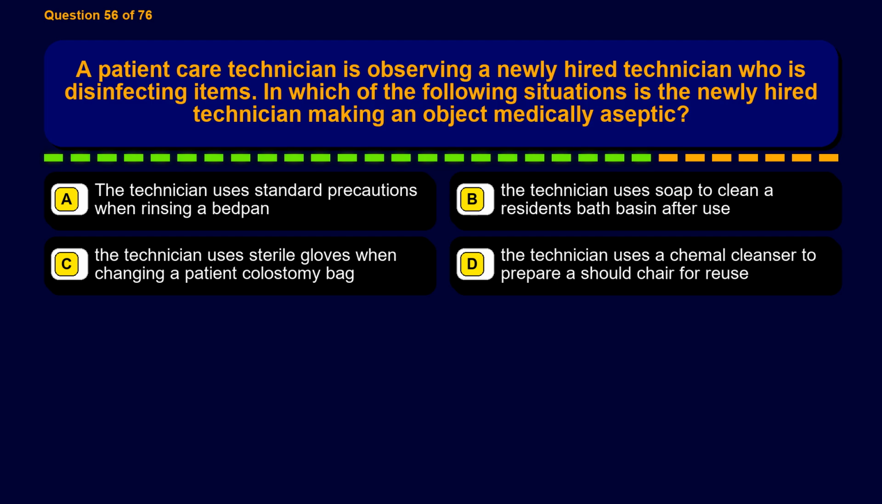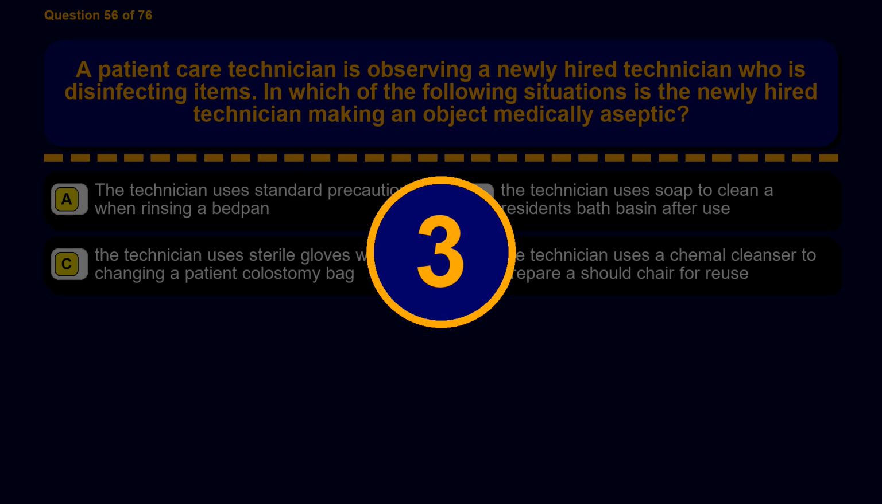Question 56. A patient care technician is observing a newly hired technician who is disinfecting items. In which of the following situations is the newly hired technician making an object medically aseptic? Option A, the technician uses standard precautions when rinsing a bedpan. Option B, the technician uses soap to clean a resident's bath basin after use. Option C, the technician uses sterile gloves when changing a patient colostomy bag. Option D, the technician uses a chemical cleanser to prepare a chair for reuse.